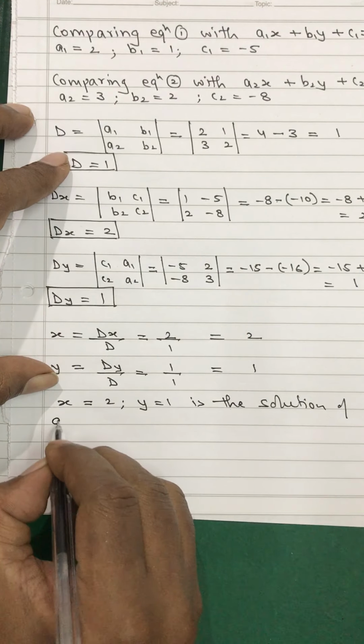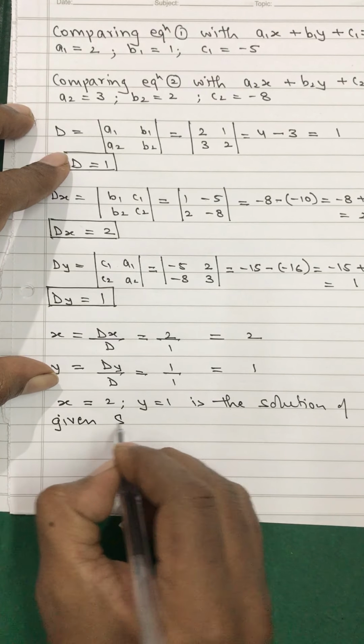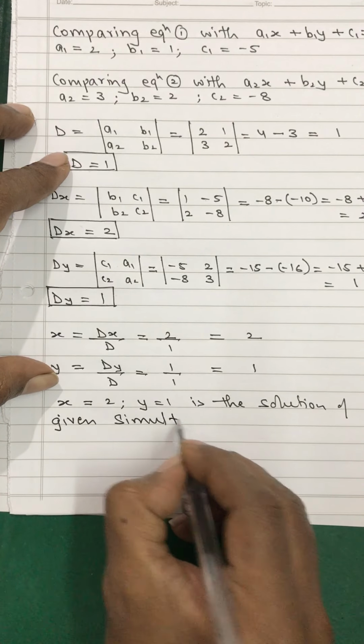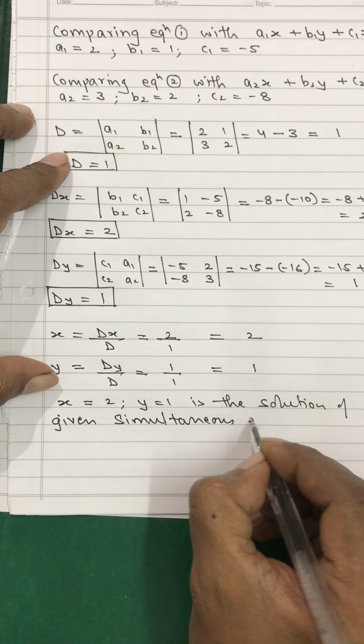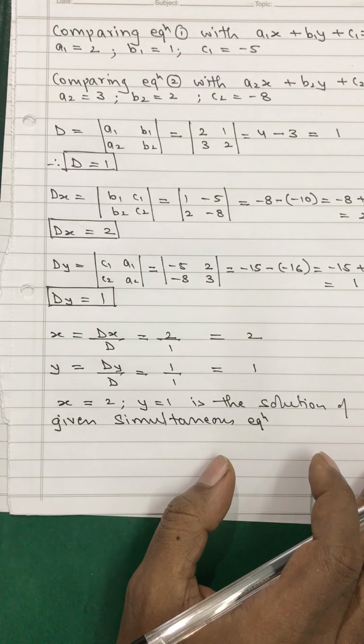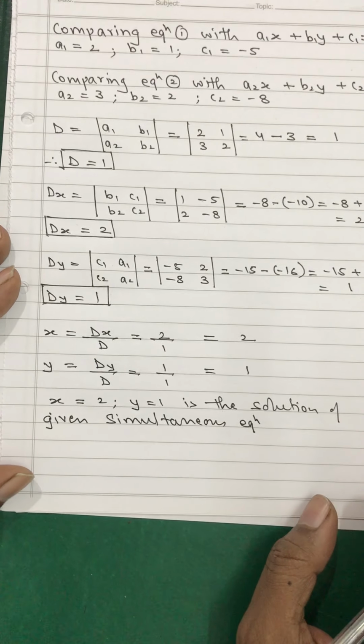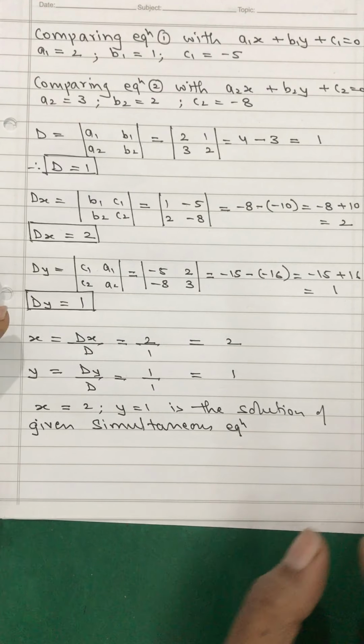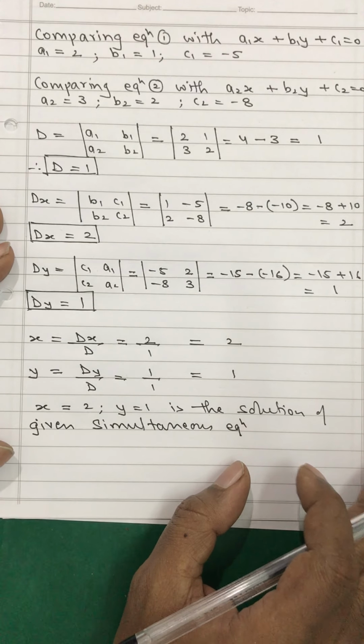x is equal to 2, y is equal to 1 is the solution of the given simultaneous equation. So now this is done, my dear students. I hope you all are getting this, and very clearly you have done lots of questions based on this method.